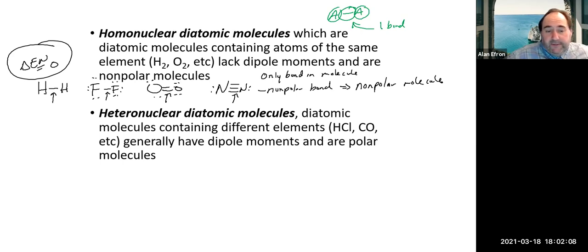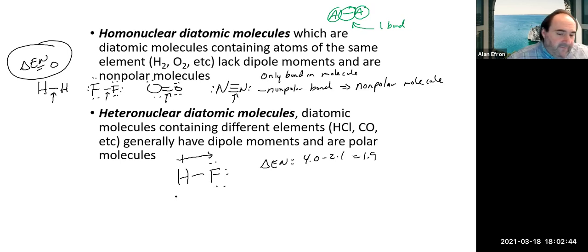Now, when you get to something which is heteronuclear, kind of like a heterogeneous mixture, that means you have more than one element present. They typically will have a dipole moment. So if we took something like HF, again, if we did the difference in electronegativity values off the top of our head, that gives us a 1.9. That 1.9 tells us it is polar, heading towards the fluorine. Again, this is a polar bond.